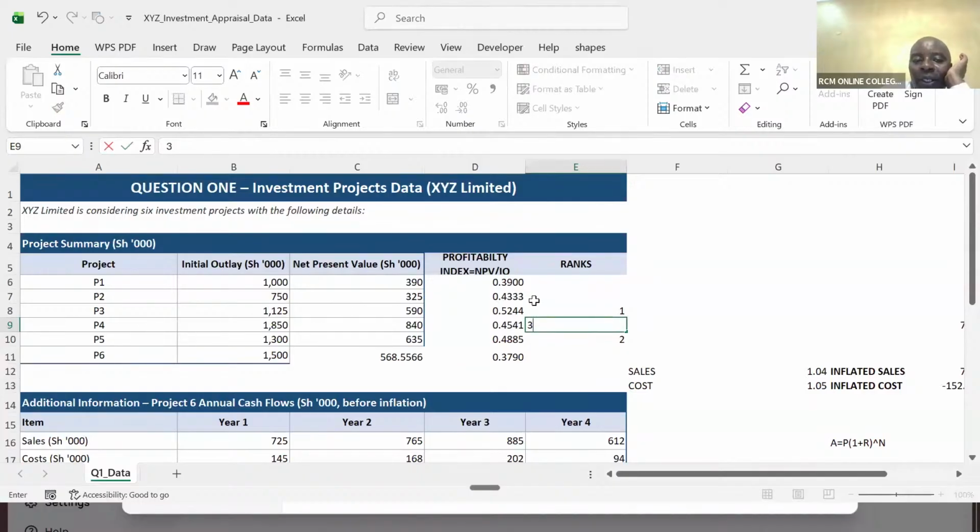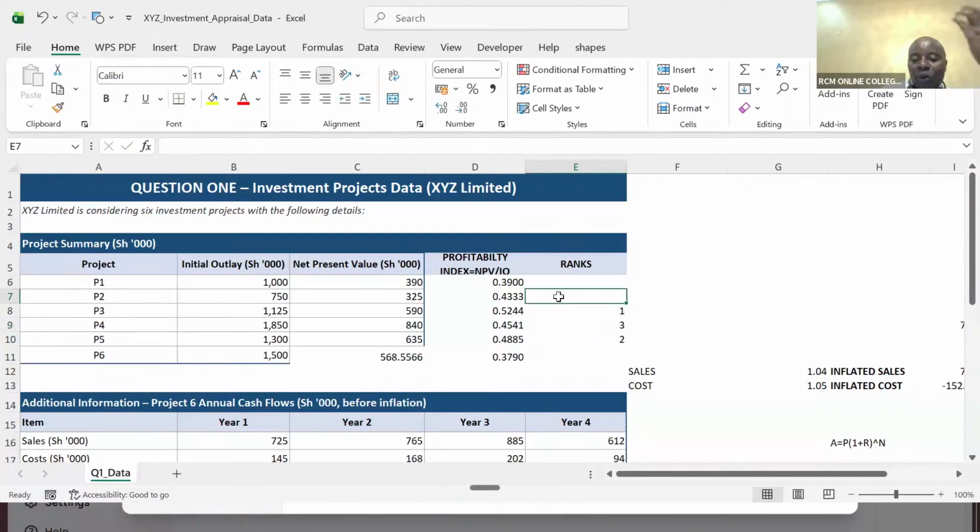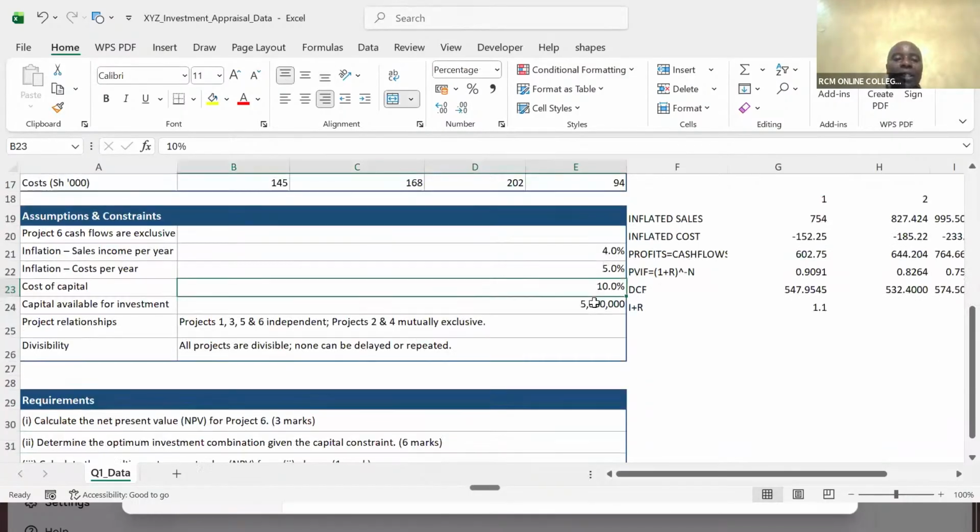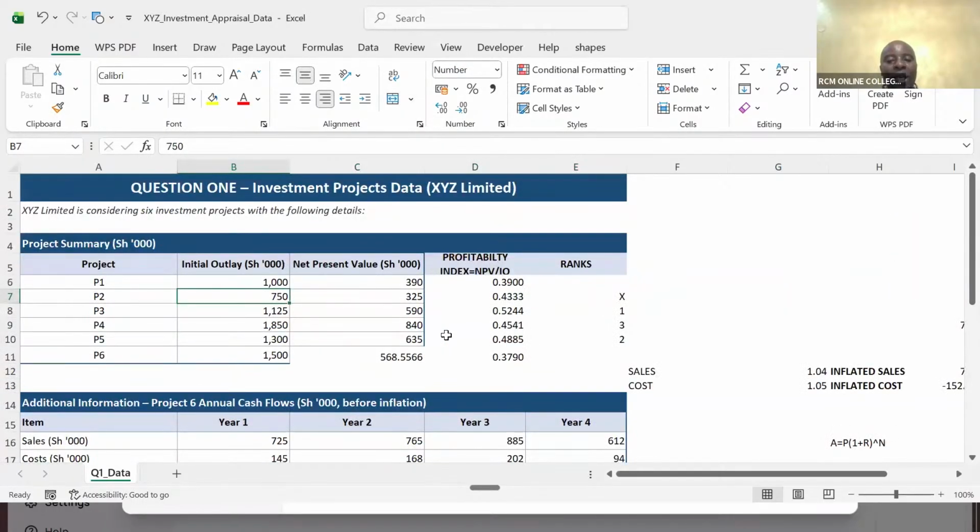So meaning that project number 2 can never be ranked anywhere because project number 4 and project number 2 are mutually exclusive. If I've ranked project 3 number 4, it means that project number 2 can never receive a ranking. Why? Because the examiner told us here that projects 2 and 4 are mutually exclusive. So meaning that it is only one project at a time.